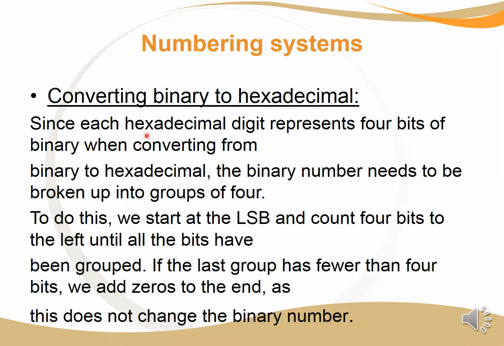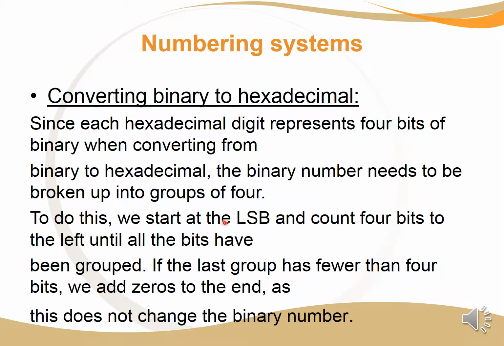Now converting binary to hexadecimal, this is what we really care about. Since each hexadecimal digit represents 4 bits of binary, when converting from binary to hexadecimal, the binary number needs to be broken up into groups of 4. Remember I said that a hexadecimal number can represent 4 binary digits. So 4 binary digits we call a nibble. So you have a nibble of 4, and then a byte of 8, and a bit which is 1.